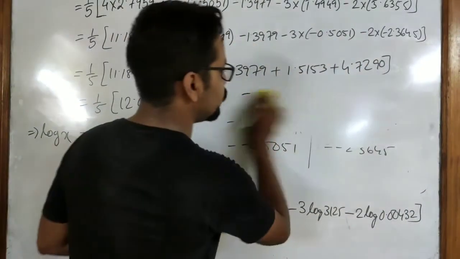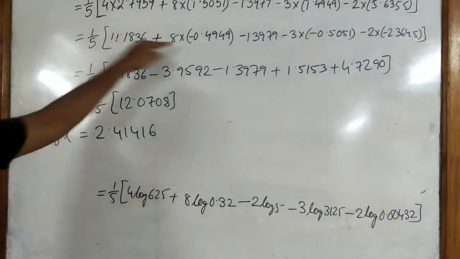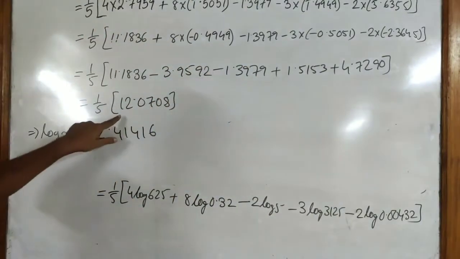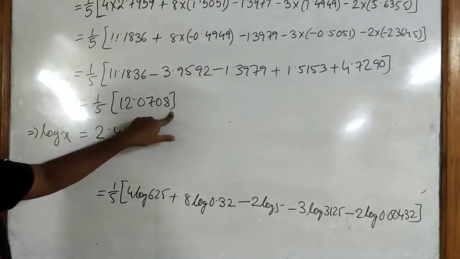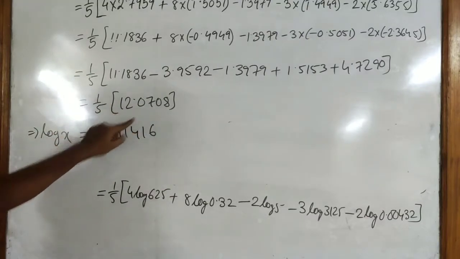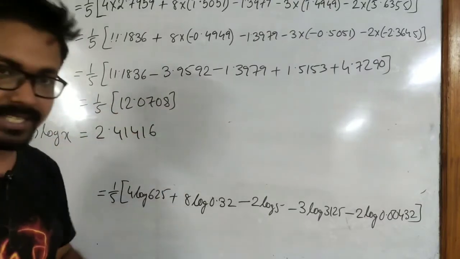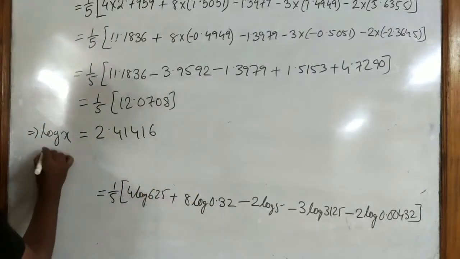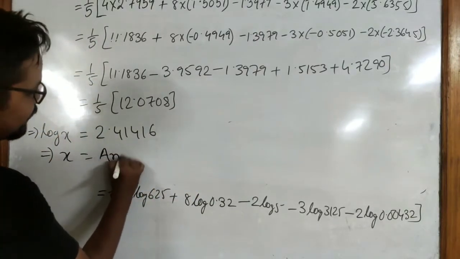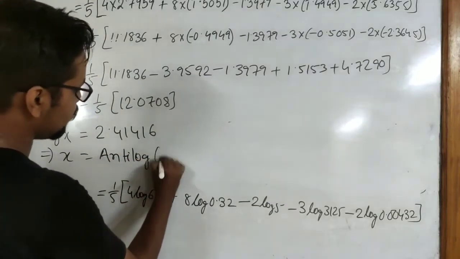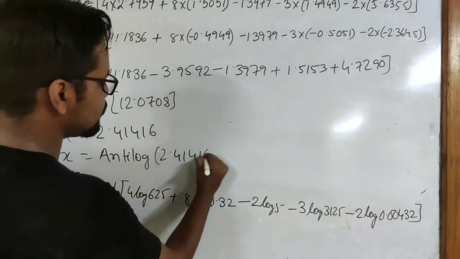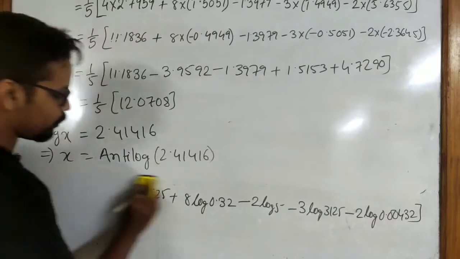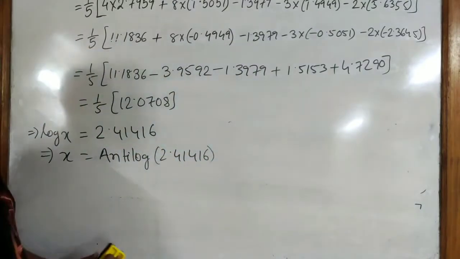Now we did the calculation, we tried to find out this calculation, and we got 12.0708. We had 1 by 5, so we divided it by 5 and we got 2.41416. Now this is log of x. We need to find x. That means x will be equal to antilog of 2.41416. So we need to find this value. Once we find this value, that is the end of the sum.